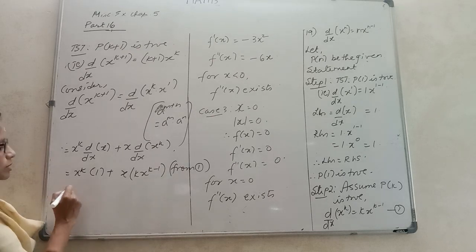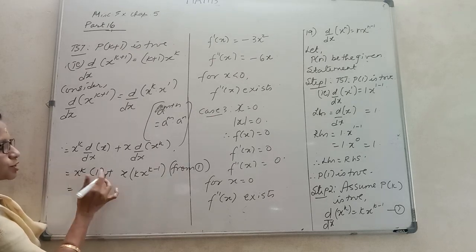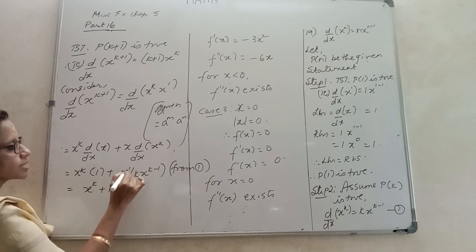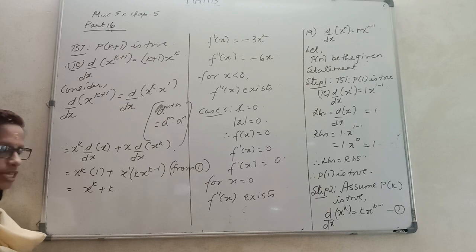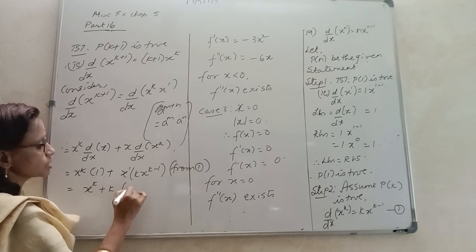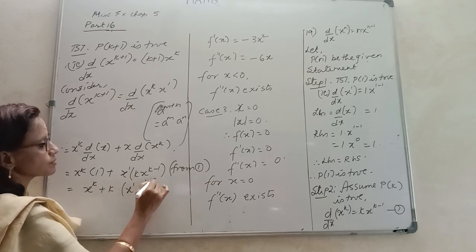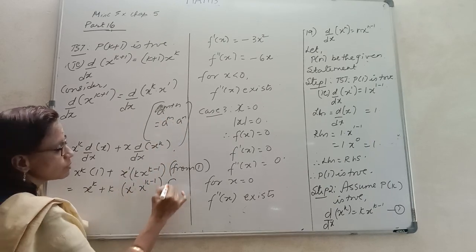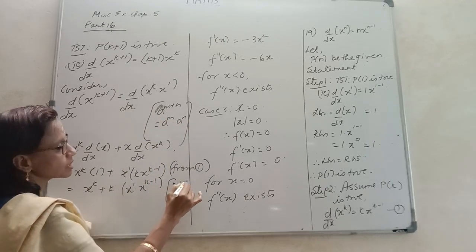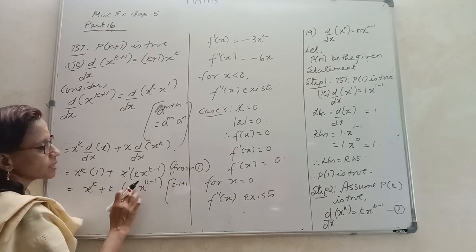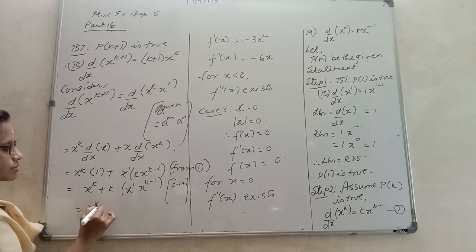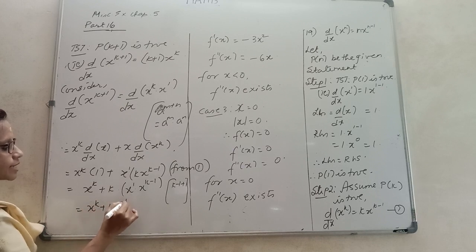Now let's work it out. This is x raised to k into 1. Now k is a constant that we can write here. This is x raised to 1 into x raised to k minus 1. Same law of exponents: add up the powers. See what will happen if we add up the powers. K minus 1 plus 1 is k. So let's write x raised to k plus k times x raised to k.